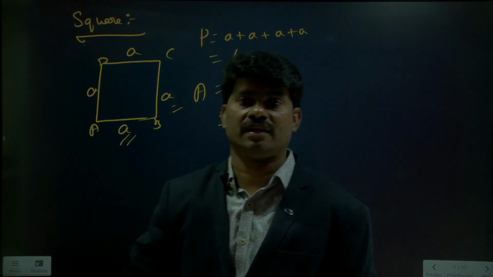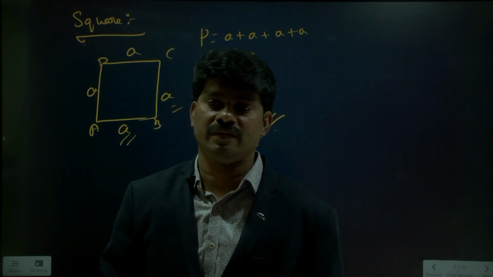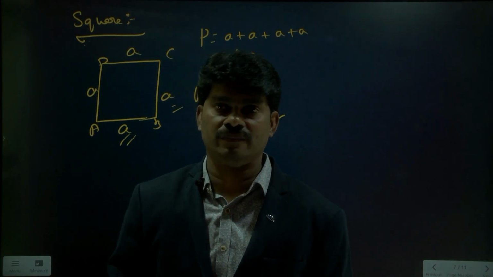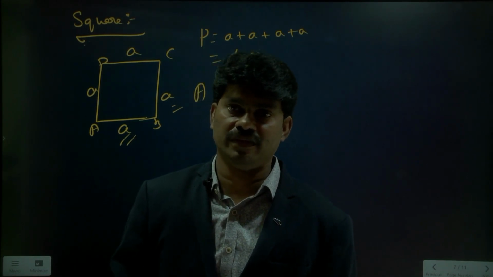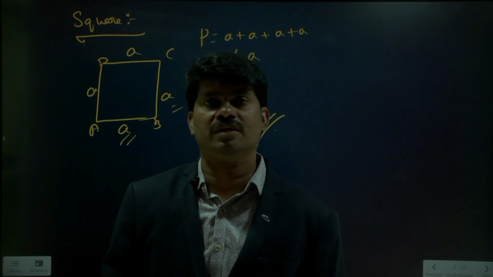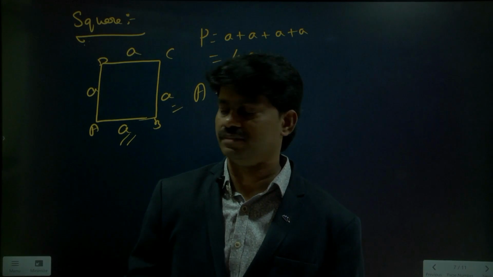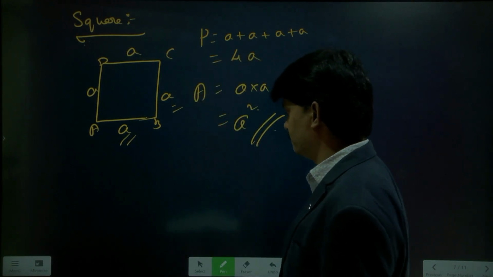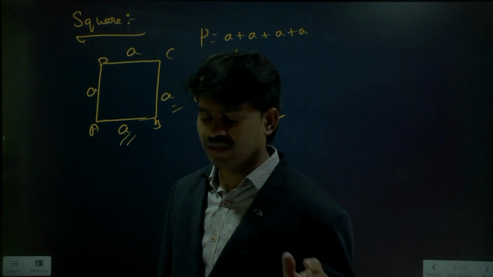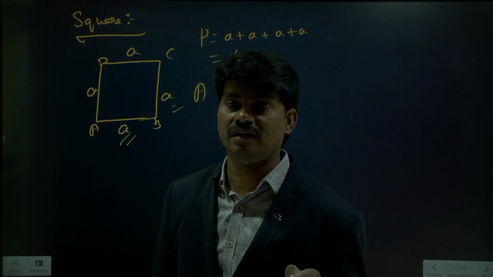So area of rectangle is length into breadth. Area of square is side into side. Perimeter of rectangle is 2 of L plus B, 2 times length plus breadth. Perimeter of square is 4 times side. Okay. Then we'll see the diagonal of rectangle and diagonal of square.